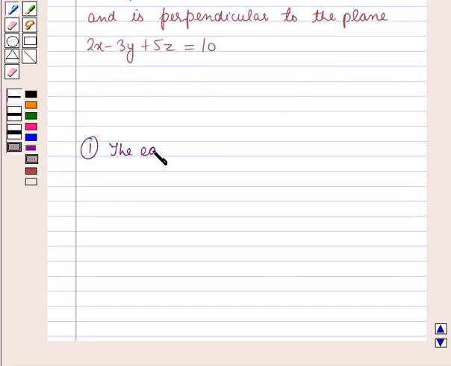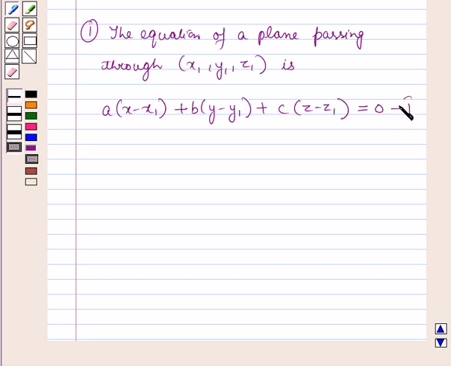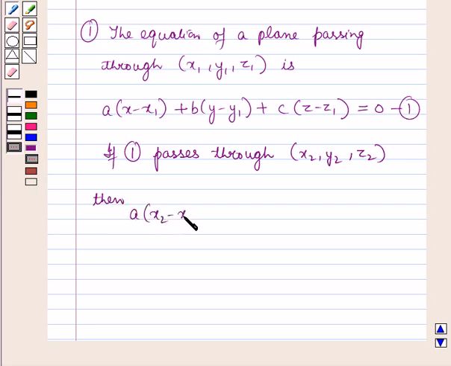First is the equation of a plane passing through the point (x1, y1, z1) is a(x - x1) + b(y - y1) + c(z - z1) = 0. Let this be equation number 1, and if 1 passes through (x2, y2, z2), then the equation will be a(x2 - x1) + b(y2 - y1) + c(z2 - z1) = 0.